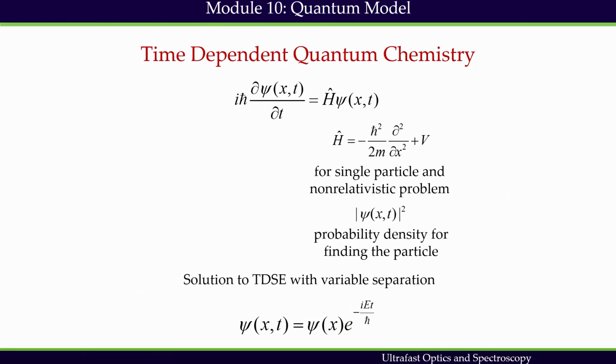Welcome to module 10 of the course Ultrafast Optics and Spectroscopy. In this module, we will learn a simple quantum mechanical model for ultrafast spectroscopy. A description of basic ultrafast spectroscopy in which coherence is important begins with the time-dependent Schrodinger equation.